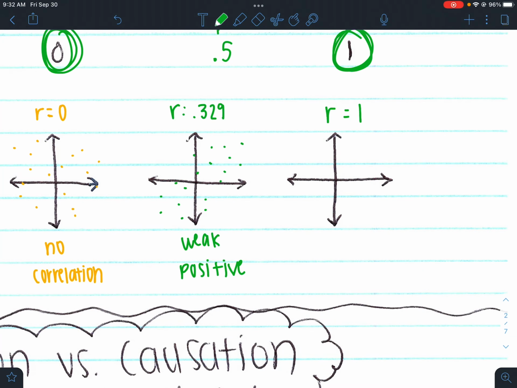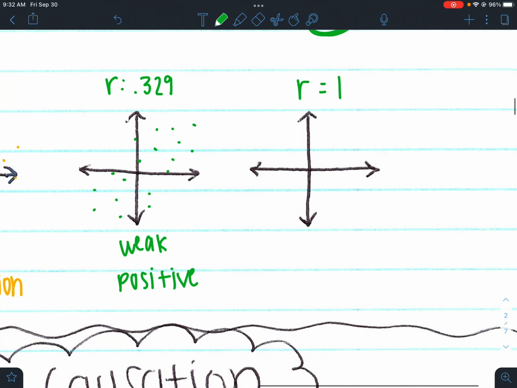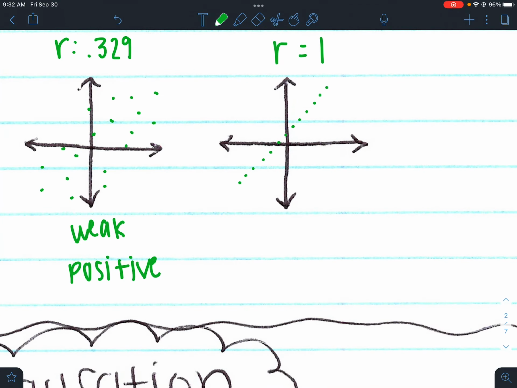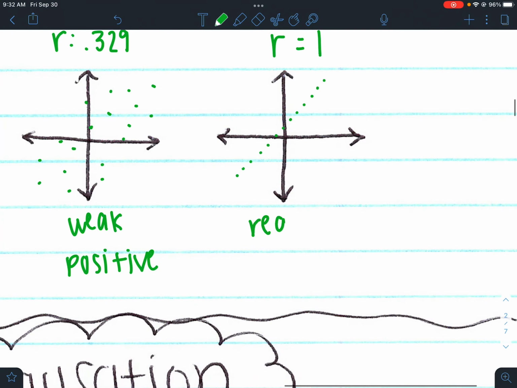And then our last example here is R equals +1, which is the most positive you could be. You cannot get any more positive than that, so that means that when I graph something like this, I will have a completely straight line. And just to remind you, not all lines have to go through (0, 0), and my line does not. This is something we would call a strong positive in general.